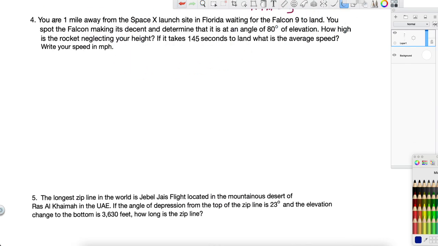The other two. You are 1 mile away from SpaceX launch site in Florida, waiting for the Falcon 9 to land. You spot the Falcon making its descent and determine that it is at an angle of 80 degrees of elevation. How high is the rocket, neglecting your height, if it takes 145 seconds to land? What is the average speed? Right, in miles per hour. Okay, what we got here? You're 1 mile away. There's our distance. Okay. So we are 1 mile away.